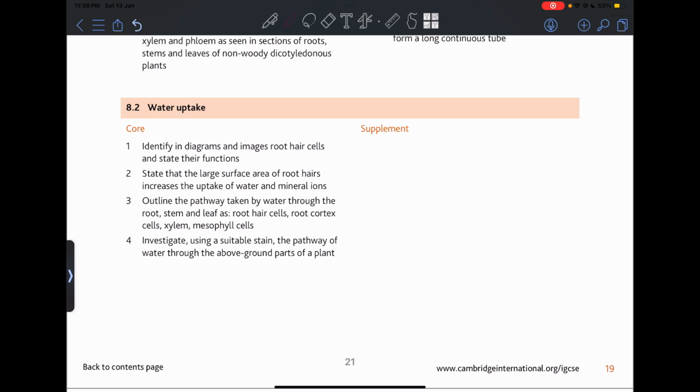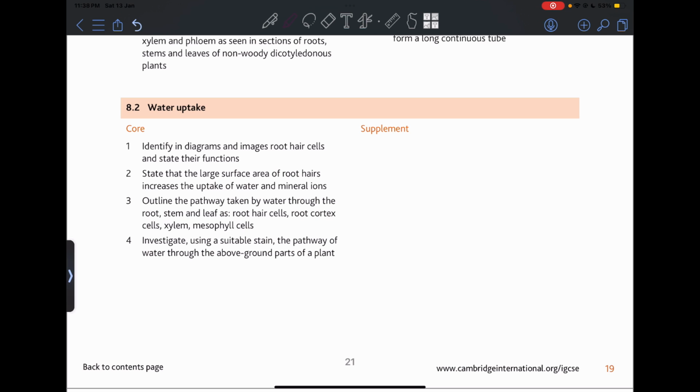Core and extended students have to identify in diagrams and images root hair cells and state their functions. You have to look at root hair cells, and you have to see the different parts in there, and you also have to know their functions. State that the large surface area of root hairs increases the uptake of water and mineral ions. So you have to memorize this information, that the large surface area helps the root hair cells take in more water and mineral ions.